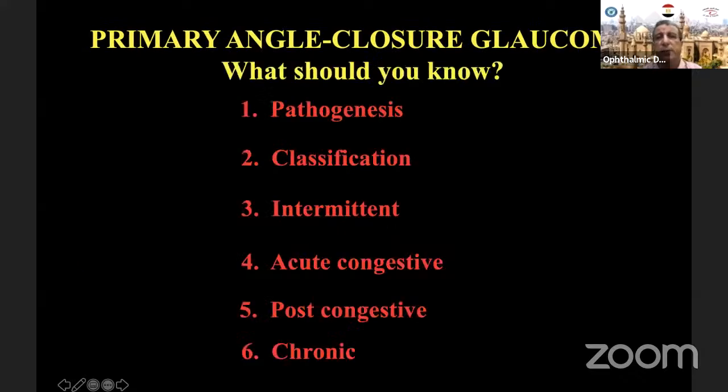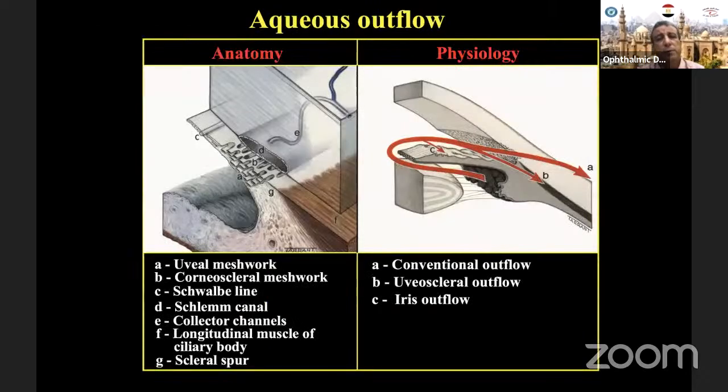Actually, primary angle closure glaucoma, what should you know about? You should know something about the pathogenesis, classification, and whether it's intermittent or acute congestive or post-congestive or chronic. But before this, you have to know how the aqueous gets secreted and drained.